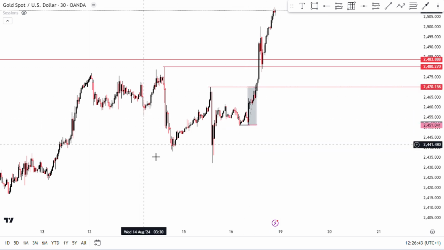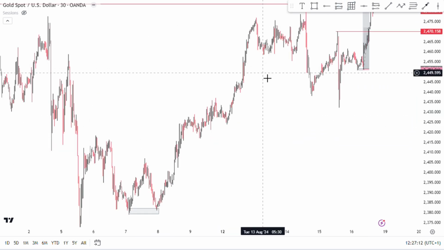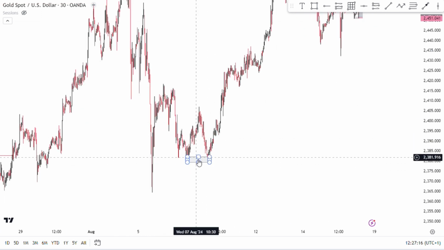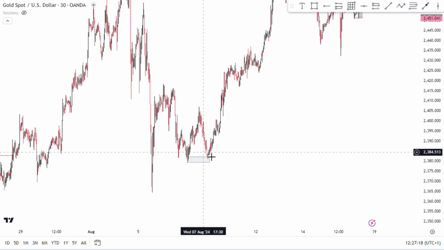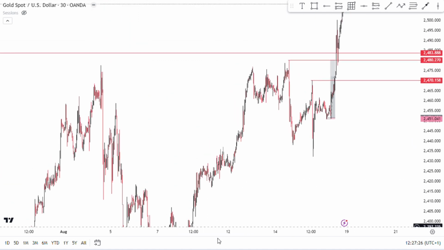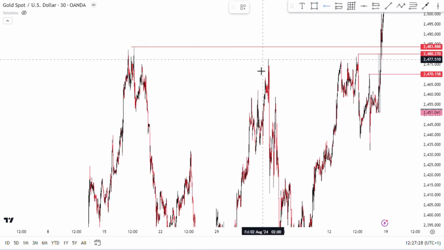This was the trade I got on Friday. Also, this was the trade I caught. I talked about it when I was sharing on my WhatsApp. I got this particular trade. You can check my YouTube page, you can check my last video. This was the entry, and then I set my take profit here.